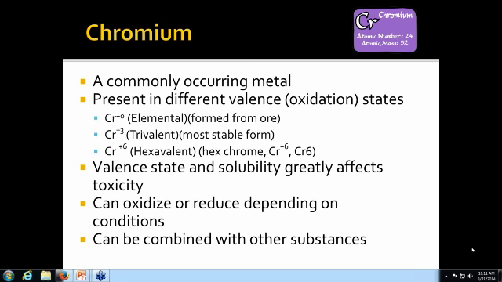I'm very sorry. Chromium can combine with some other substances, and that becomes a little important when we talk about certain types of welding situations that you may be doing in your foundry.